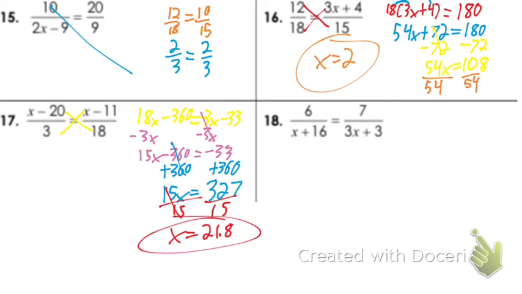Now, once again, if we were to plug this back in, our fractions should be equivalent. We get 1.8 over 3 is equal to 10.8 over 18. And if you were to put those in your calculator, you would get the same decimal. Questions on that, guys? All right.